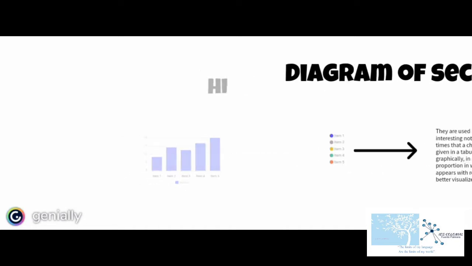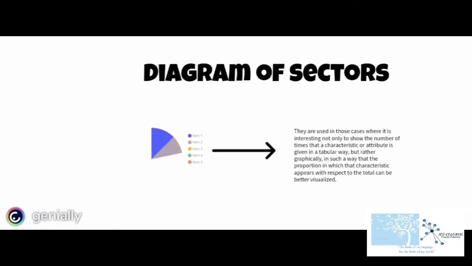Diagram of sectors. They are used in those cases where it is interesting not only to show the number of times that a given characteristic appears in a table, but to show graphically the proportion in which that characteristic appears with respect to the total.